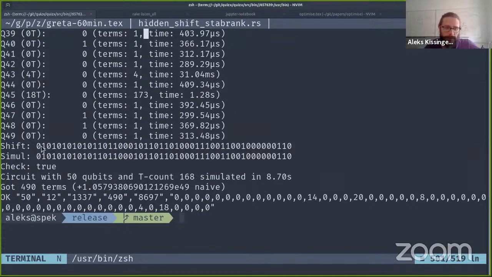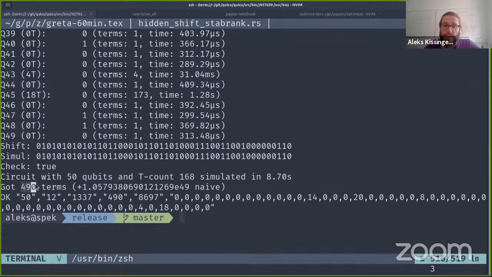Here's the shift. In this hidden shift, I have to hide a bit string called the shift. And there's the shift I hid in there. And here's the simulated measurement outcome. So you see that it works. I simulated this circuit. It had 50 qubits and a T count of 168. It was done in 8.7 seconds by summing 490 terms.